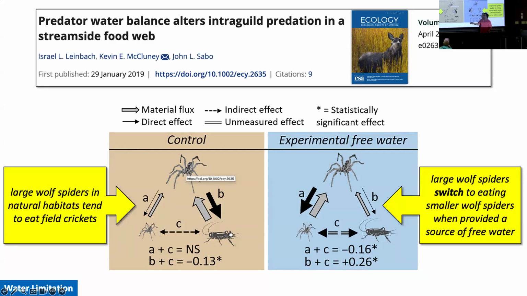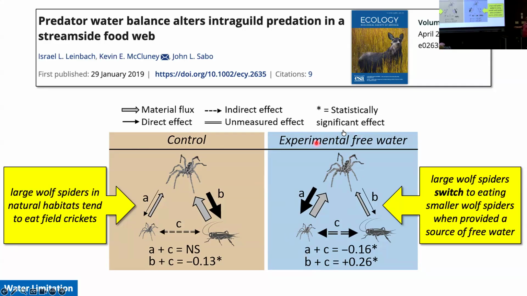And so the thought here is that even though the field crickets are poor sources of calories relative to how big they are, they're like juice boxes. So the spiders are drinking from their prey. So they're getting dietary water, and that's driving their food choices. And that explains these apparently weird behaviors in these spiders.